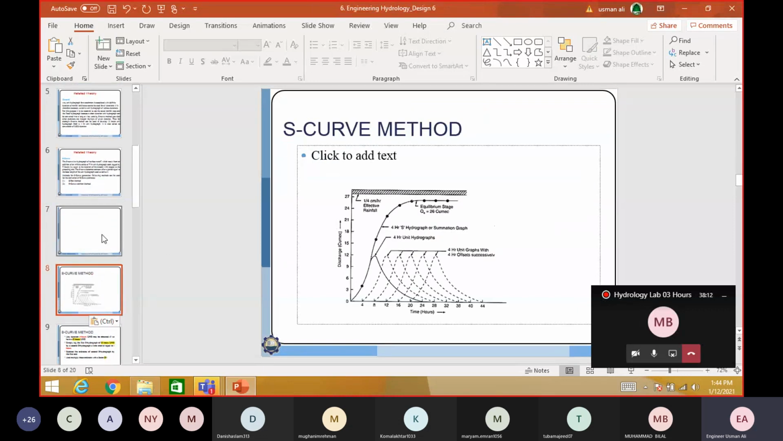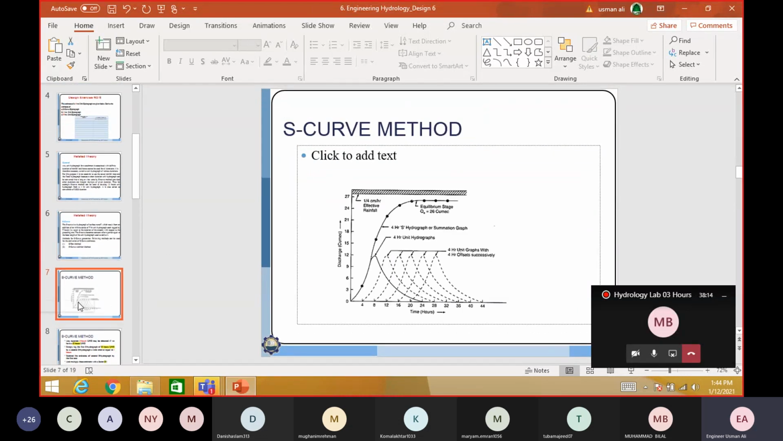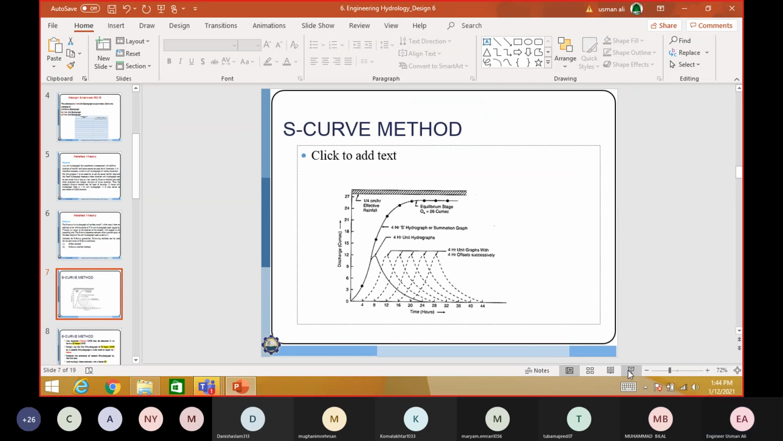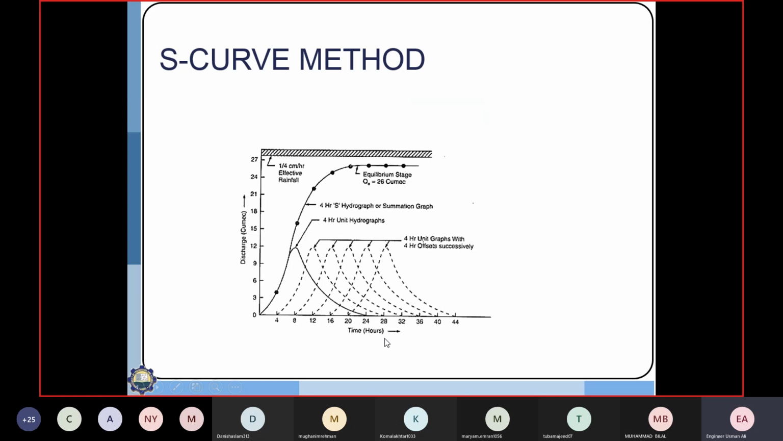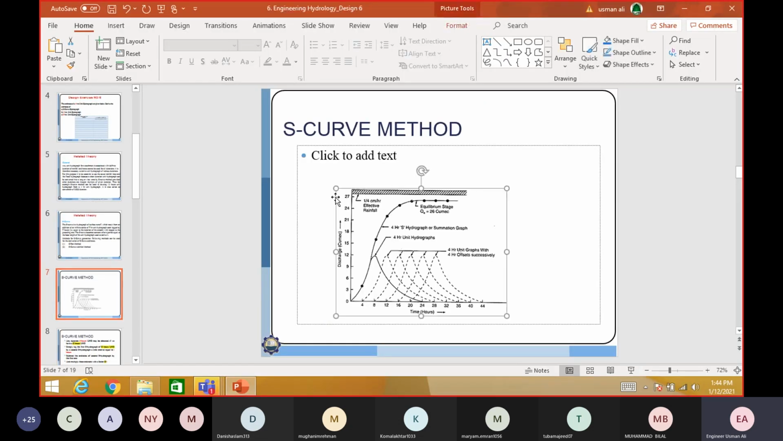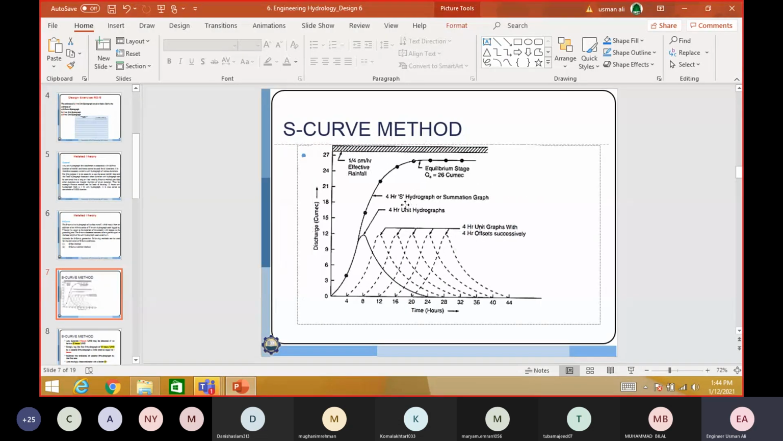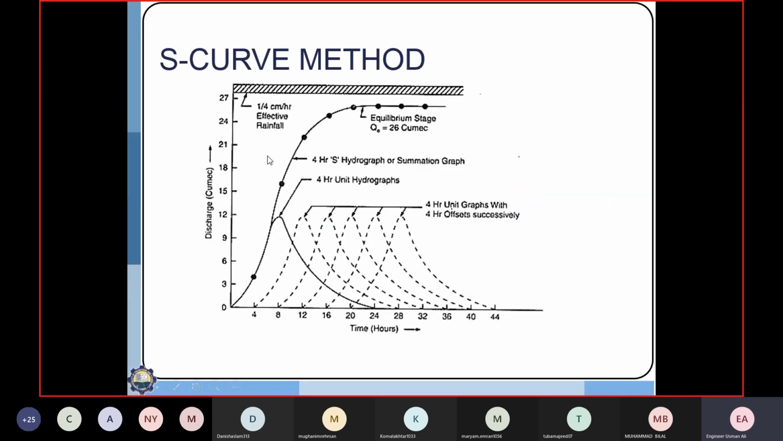So if you see this, this is the S curve. This is the typical S curve. The shape is like an S curve, or the letter S. So you have this 4-hour unit hydrograph, which is the given unit hydrograph.